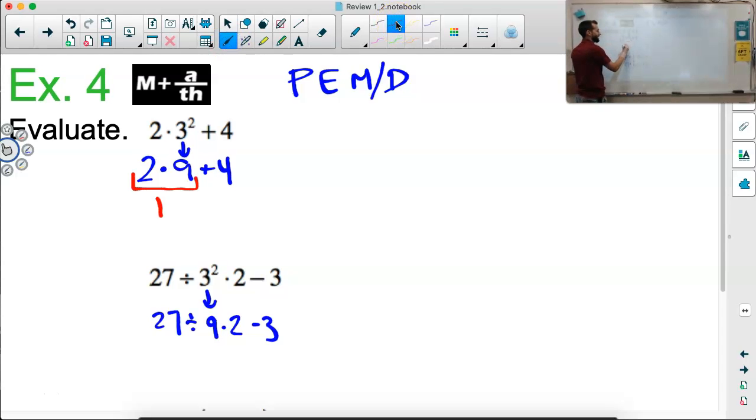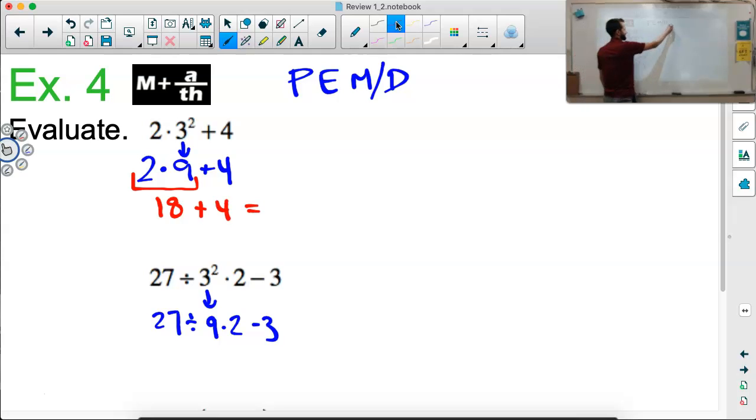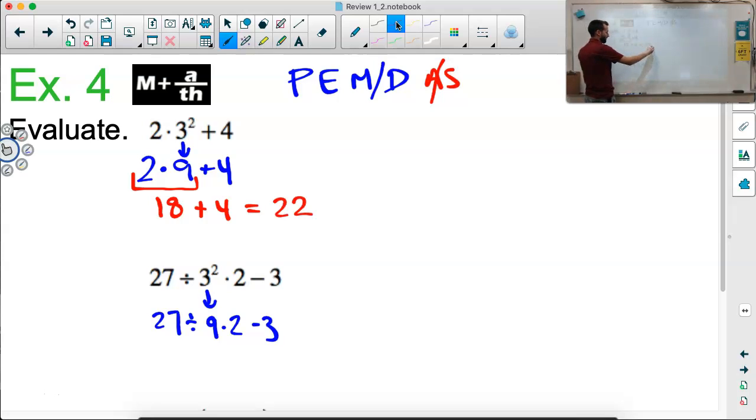2 times 9 is 18. And then finally plus 4. That's the addition, subtraction at the end. Okay, so 22. Over here, again, from left to right, we're going to do our division first. Multiplication, division, so you do left to right. So division, 3 times 2 is 6. So that 2 comes down. And then at the end, subtraction, minus 3.